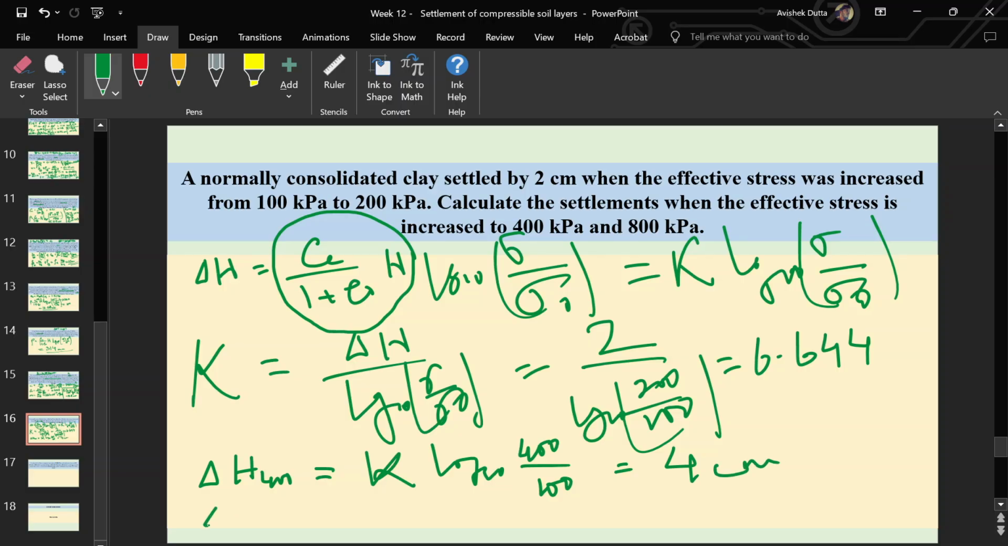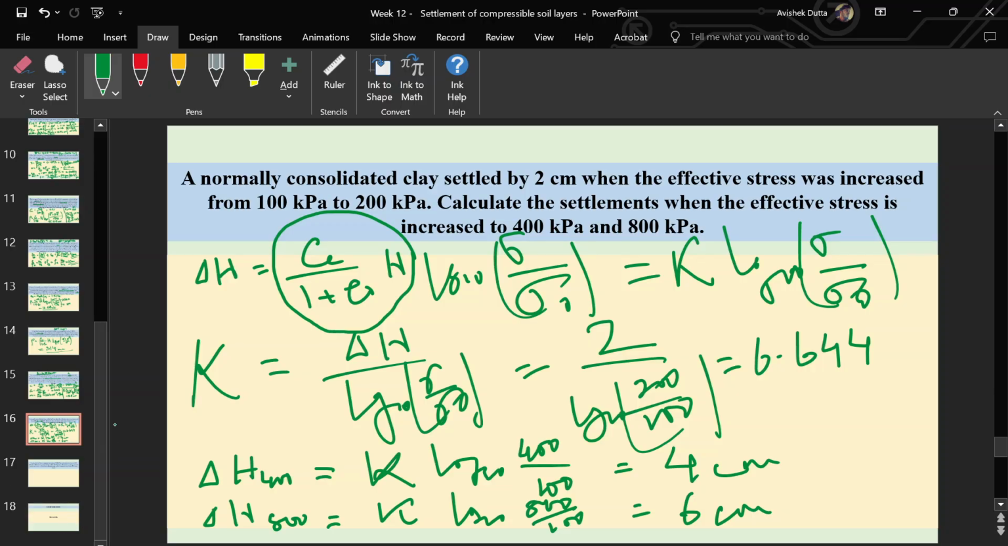In the next case, delta H for 800 kilopascal, again k log to the base 10, final sigma by initial sigma, approximately I think you will get 6 centimeter. Clear? So the part which is not given, take it as a constant, find the value of the constant using one given scenario, and then use the constant to find out the settlement in the other two scenarios, where only the increased effective stress is given. Okay.